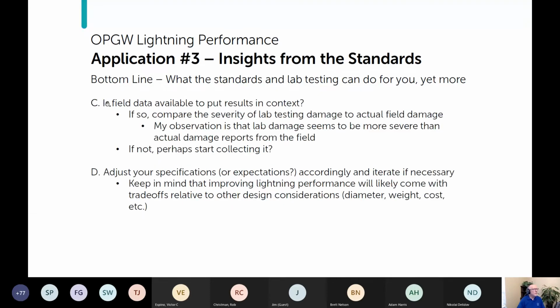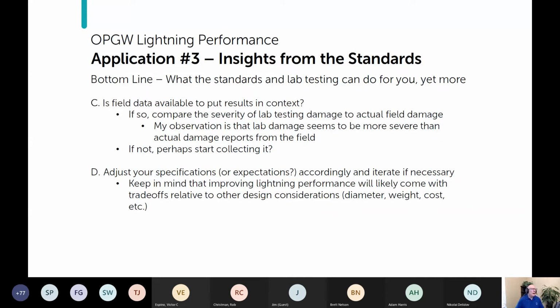Step 4, is any field data available to help you put the results in context? So you could compare what you get out of laboratory testing to what you actually get from the field. What I mean by that is maybe in the lab test, consistently 4 or 5 wires break. But then when you have reports of damage in the field, it's only 2 or 3 wires that are broken. Well, then maybe you can drop a class level.